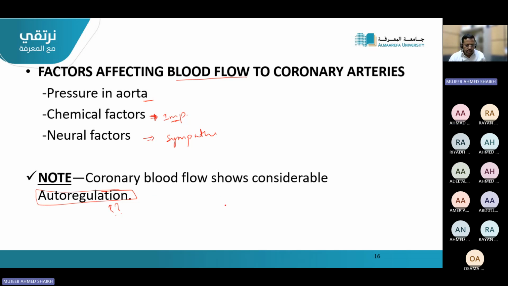Yes, autoregulation means regulation of the blood flow within the organ, not from outside. Somebody will not send a signal to increase or decrease the blood flow. It is within the same organ, that is within the heart only. It will increase or decrease its blood flow through the coronaries based on the need. Suppose the cardiac muscles are contracting and relaxing more often, heart rate increases, the blood flow should increase by itself, not from outside. This is called autoregulation, meaning within the organ itself.